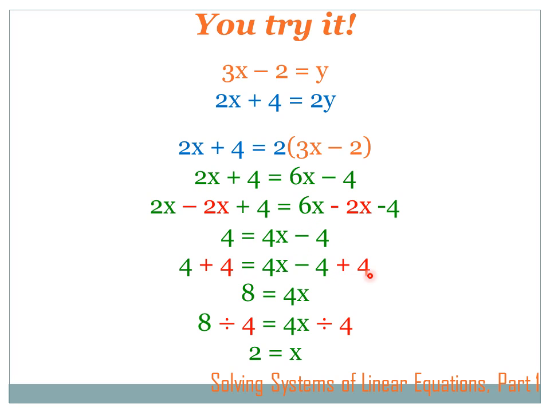Now, I need to get rid of this minus 4. So I'm going to add 4 to both sides of the equation. And that becomes 8 equals 4x. Now, I need to get rid of that 4. So I'm going to divide both sides of the equation by 4. And I end up with x equals 2.